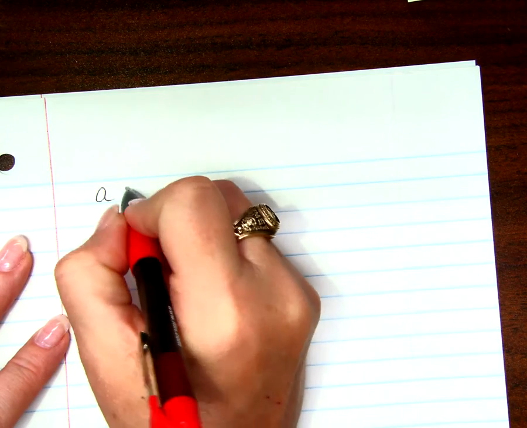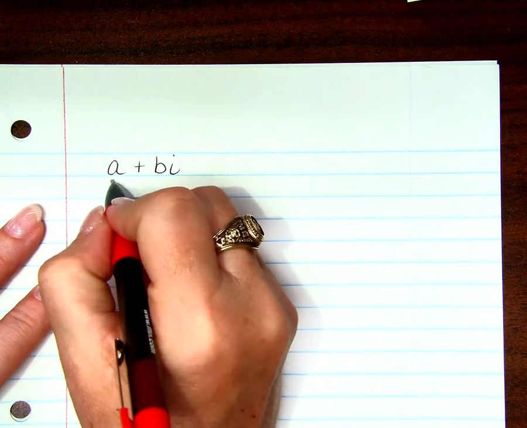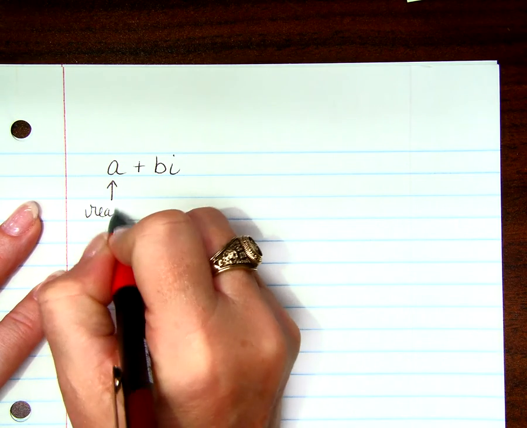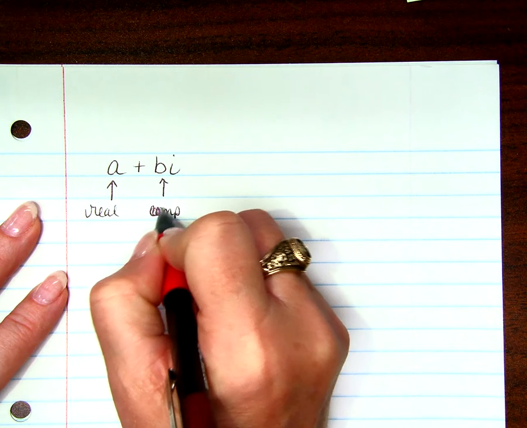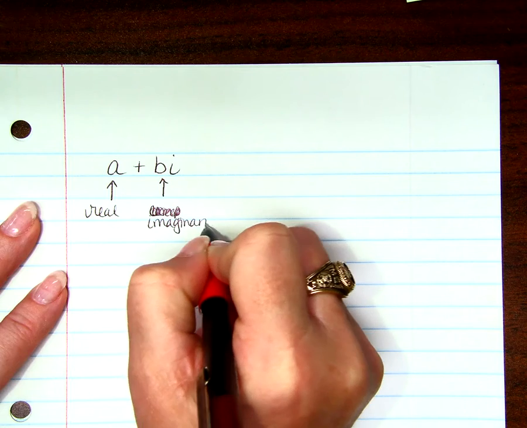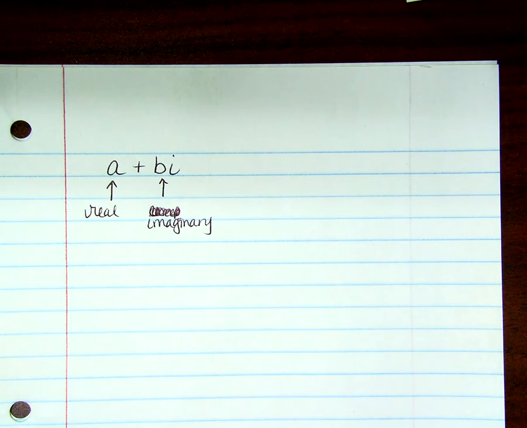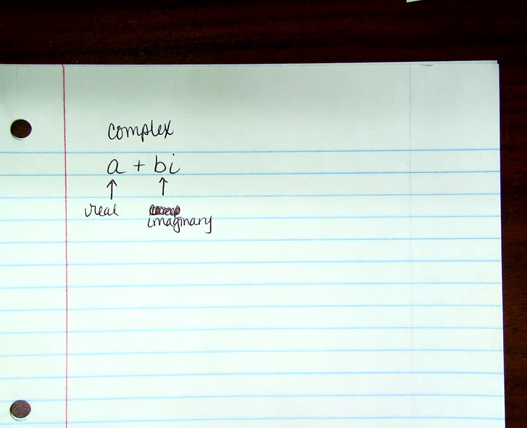So a plus bi is the form of a complex number. Okay? This is the real part. This is the imaginary part. It makes a complex number. So why can't I just say a plus bi is abi or something like that? Can you combine real and imaginary?